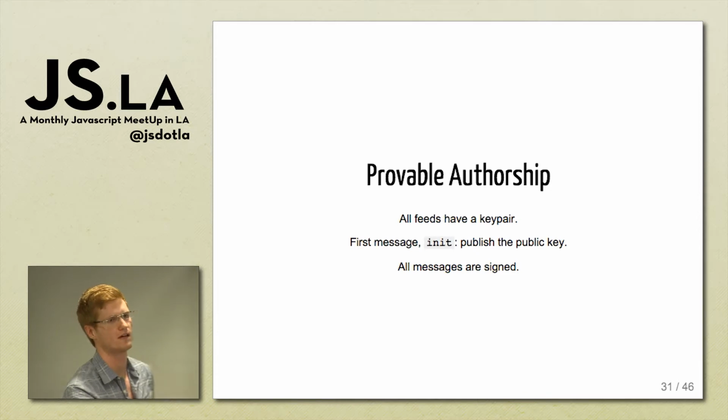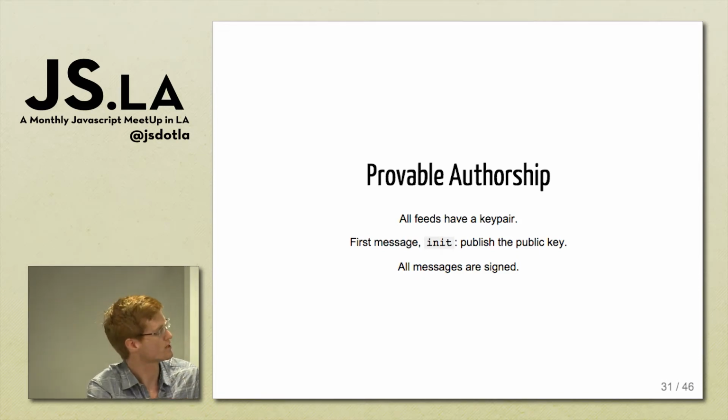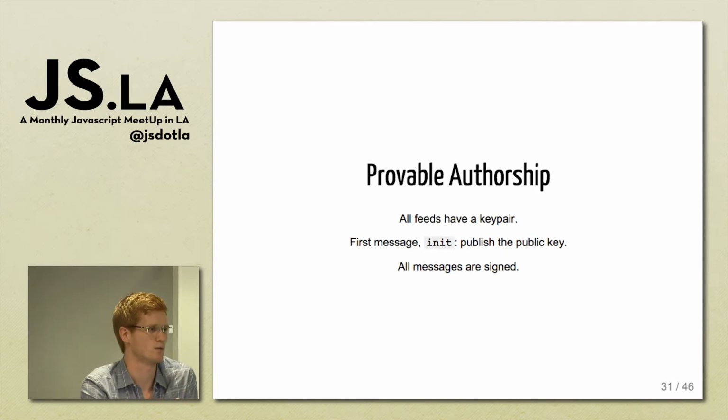Now, every feed has a key pair, which we generate when the feed is created. And on the initial message for that feed, we publish the public key. That's what we call the init message. Thereafter, including the first message, every message afterward is signed using the private key. So when a node receives a message for a feed, it verifies the authorship by comparing the signature to that public key. If the signature does not match up to the public key, that message is simply rejected.